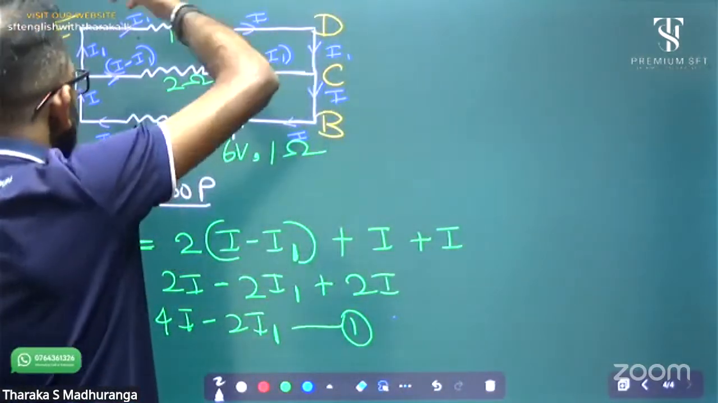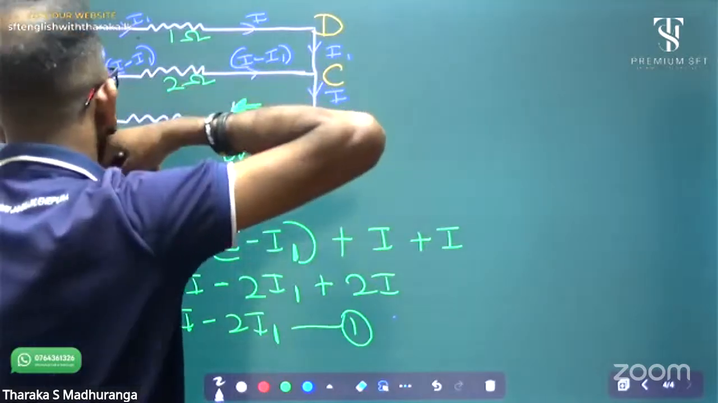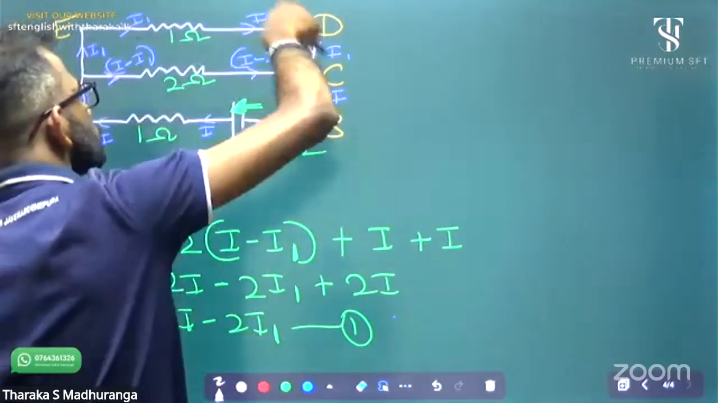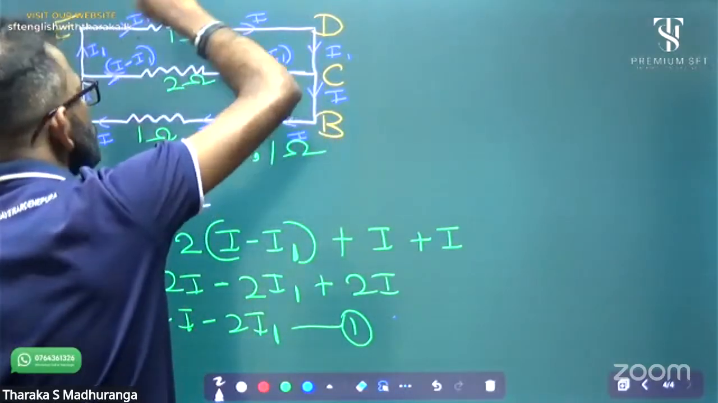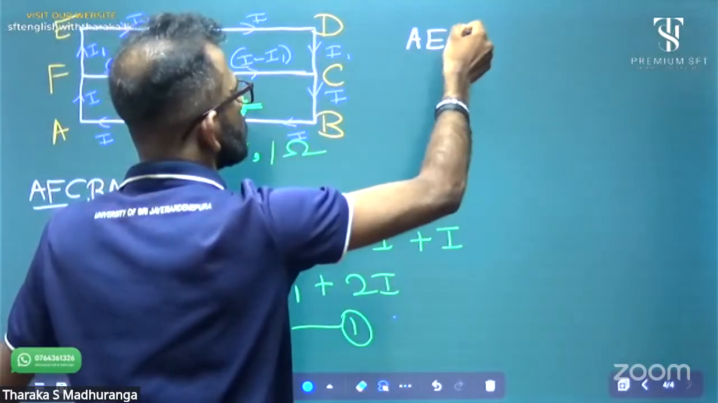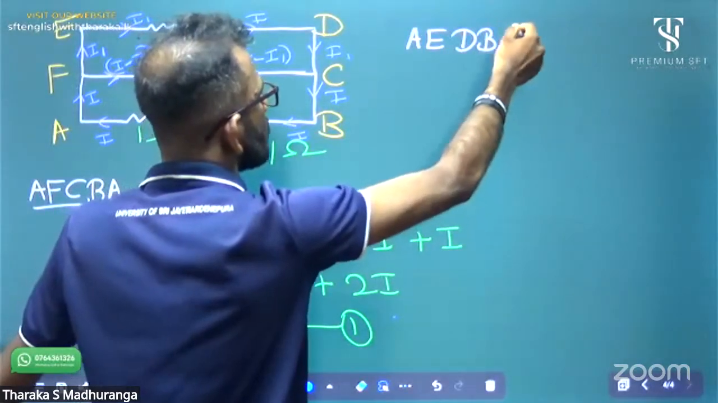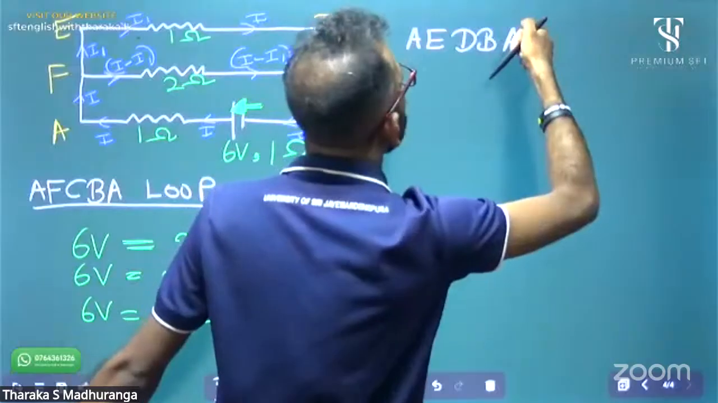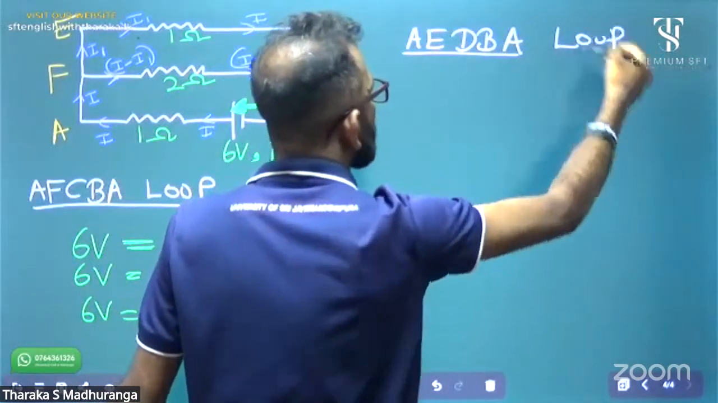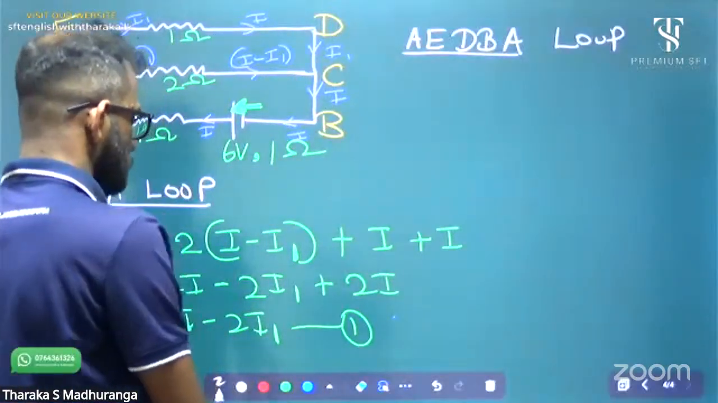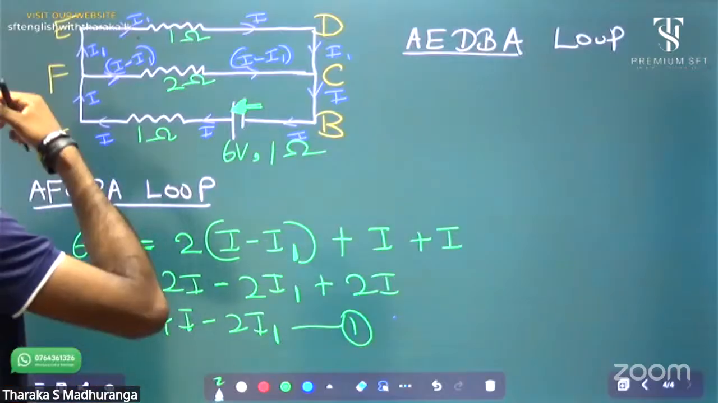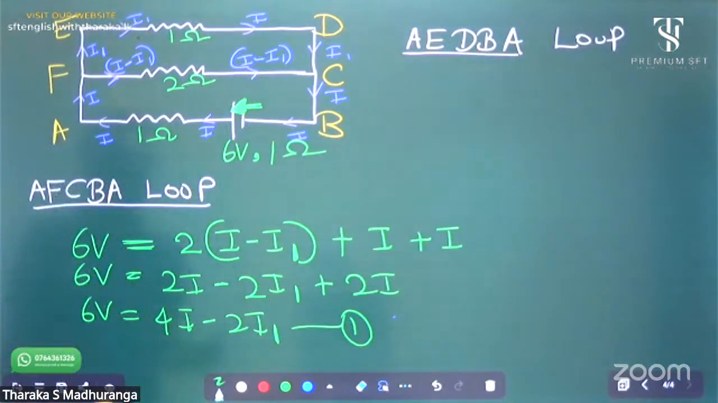ABDAE. Better to go in the current direction: AEDBA. AEDBA loop.